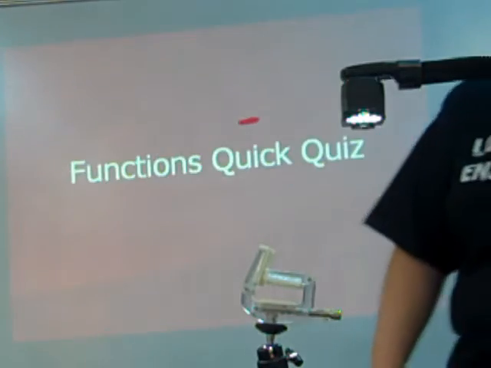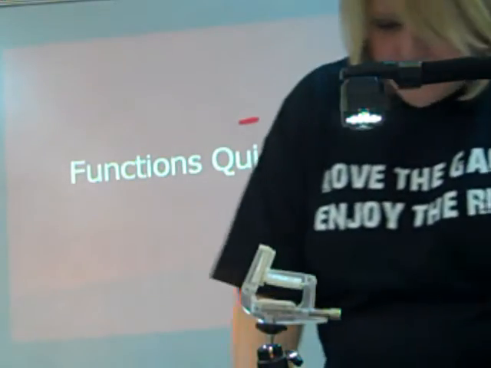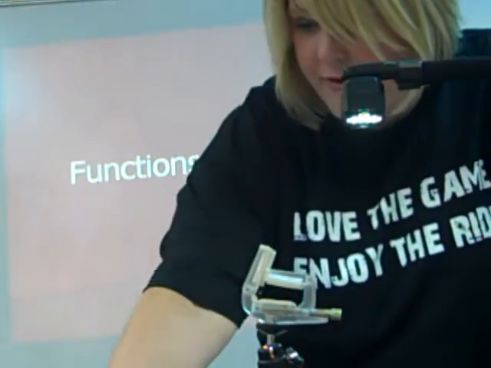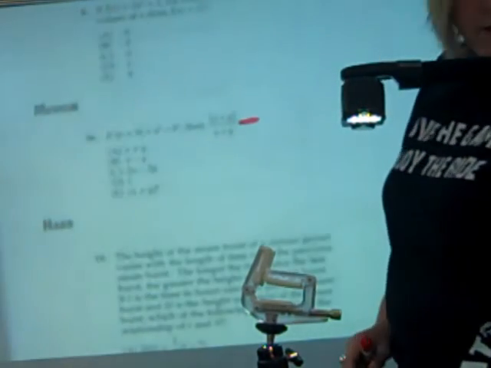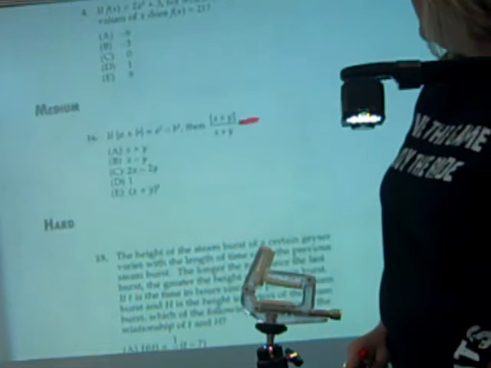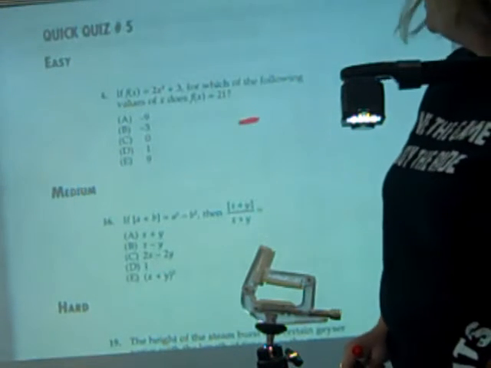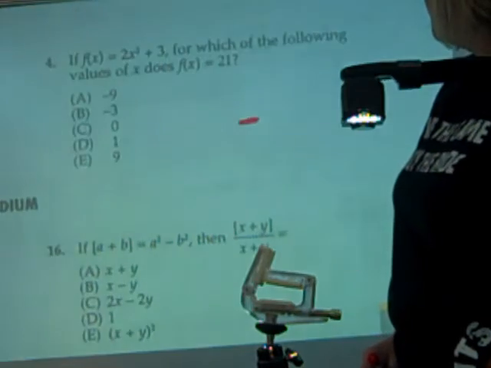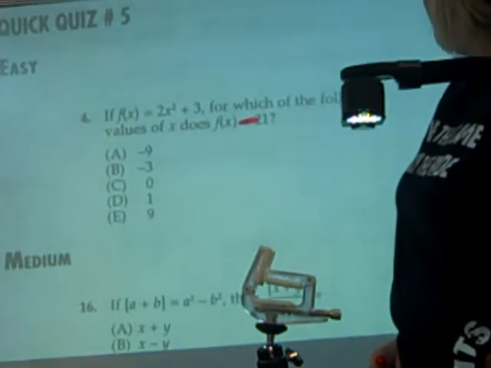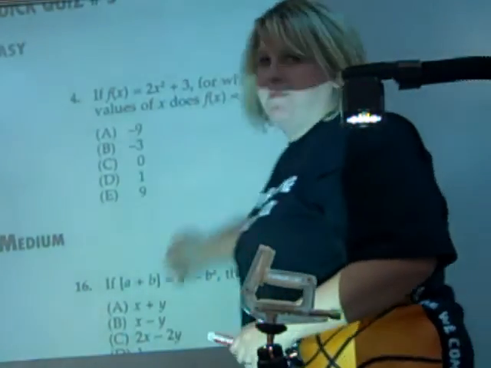Which brings us to quick quiz number 5. And there's 3 problems here. One easy, one medium, one hard. So take about 5 minutes to work through those, and then we will go over them.